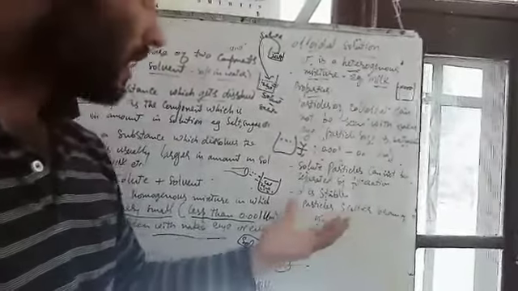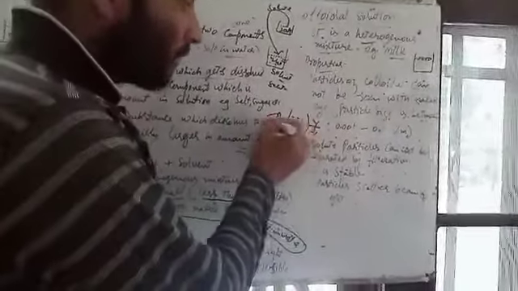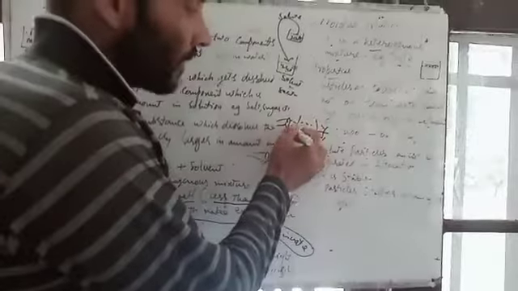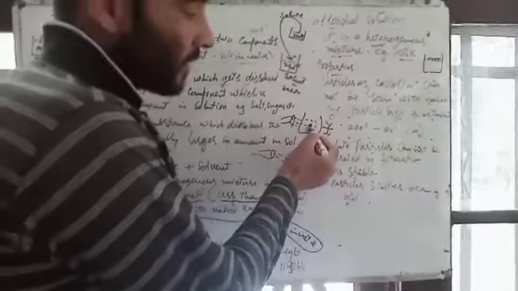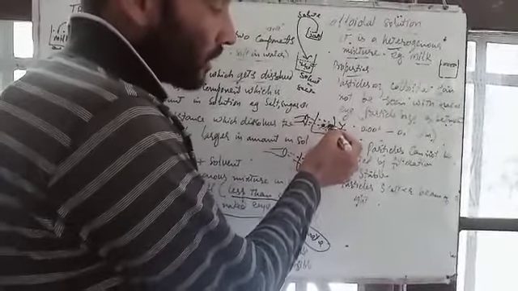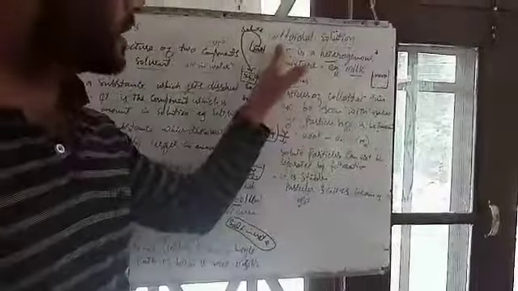It is stable. The particles scatter a beam of light. The particles inside the milk scatter the beam of light. That means if you pass light through the milk glass, the light will be scattered by the cream particles which are present in the milk. So it is a colloidal solution.